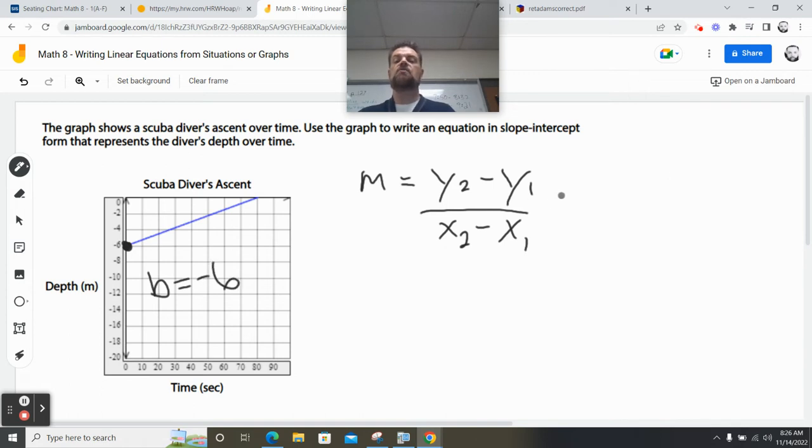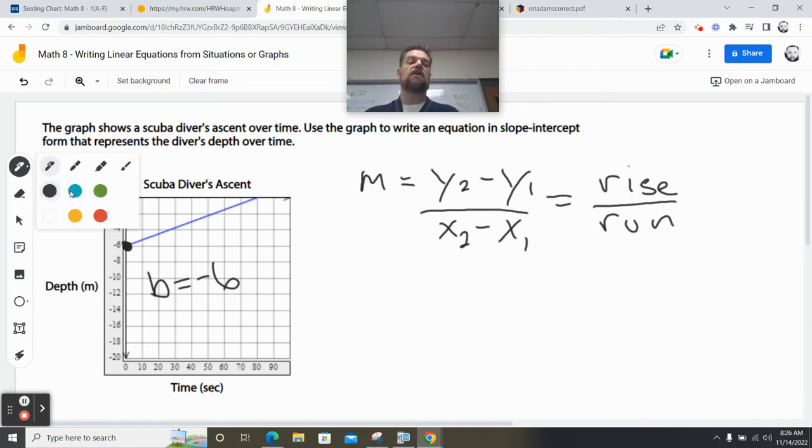Now, this also represents the rise over run. So when we have a graph, we don't even have to calculate. We just count the rise over run. So if I want to figure out the rise, the next thing I need to do is find a spot where I think it crosses. I want to make sure it crosses right on the grid. This looks close, but this looks better.